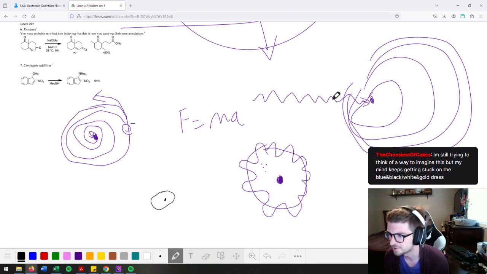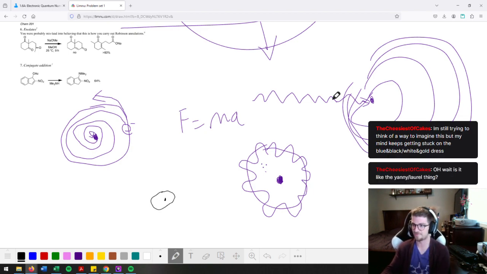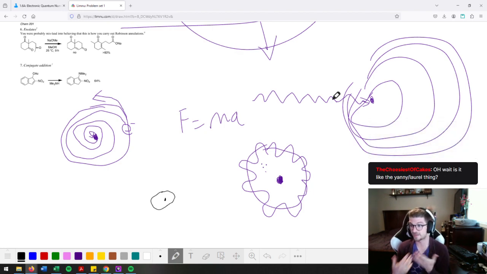Still trying to think of a way to imagine this, but my mind keeps getting stuck on the blue and black, white and gold dress. Sure, yeah, and that's a meta. Kinda, yeah. It is sort of similar to these things too.